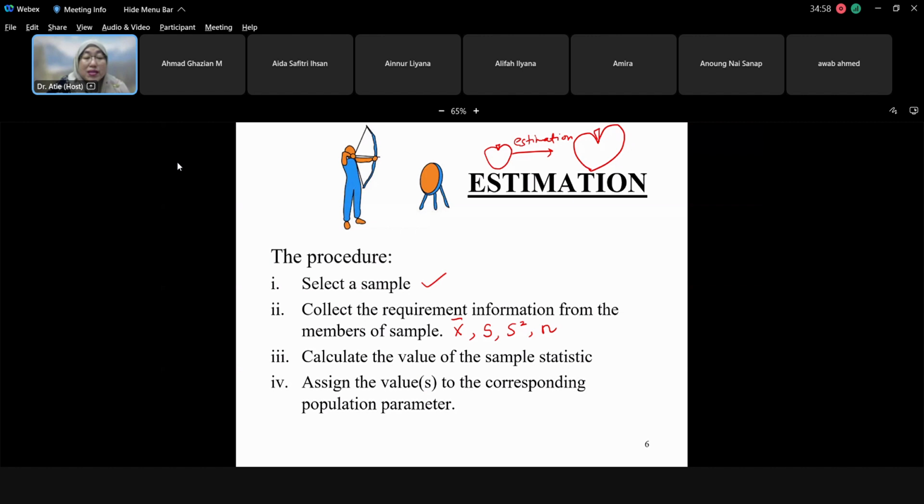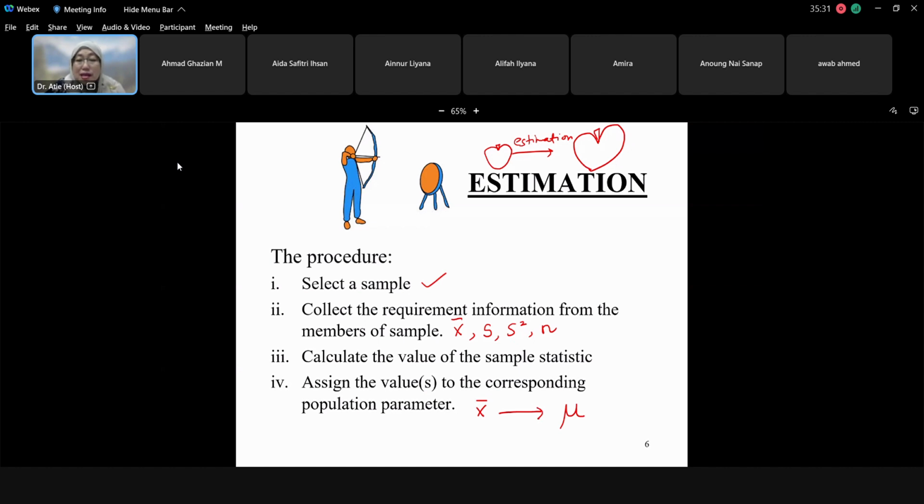So then we need to calculate the values of the sample statistics. We need to calculate the mean, and we can use the formula, or we can even use SPSS. And then we can assign the values to the corresponding population parameter. Usually, the mean of the sample must always be similar to, or equal to, the value of mu.